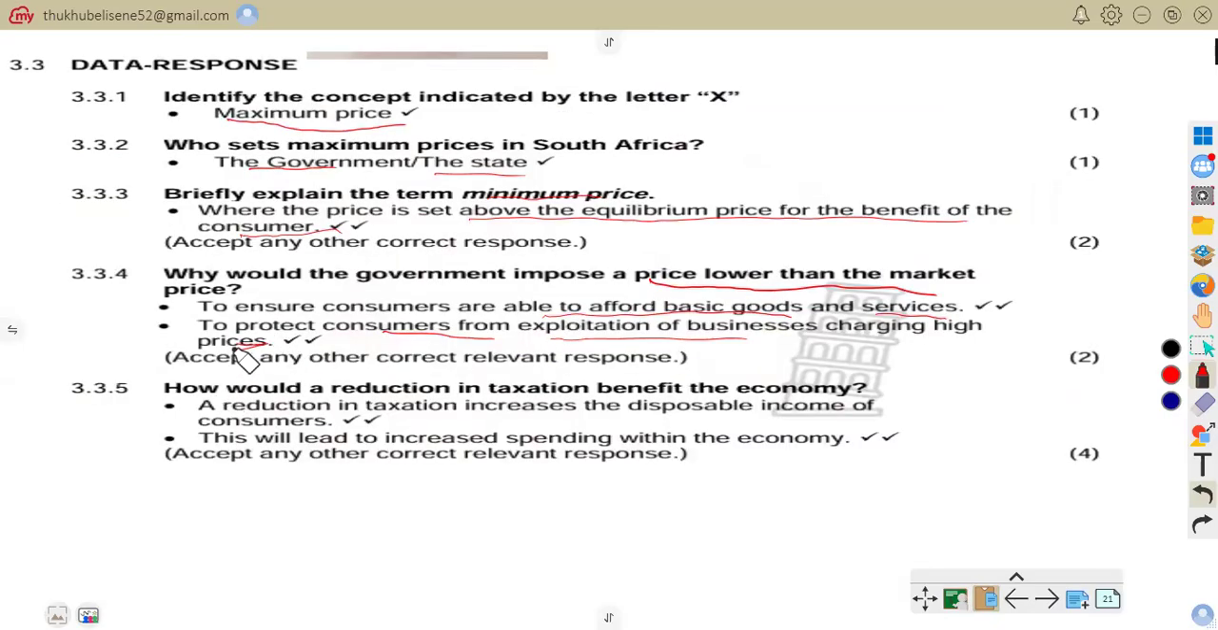So here it says, how would a reduction in taxation benefit the economy? A reduction in taxation increases the disposable income of consumers. So it increases the disposable income of consumers. This will lead to increased spending within the economy. Like I've said, that will increase what? Spending power. So hope you're together on that.